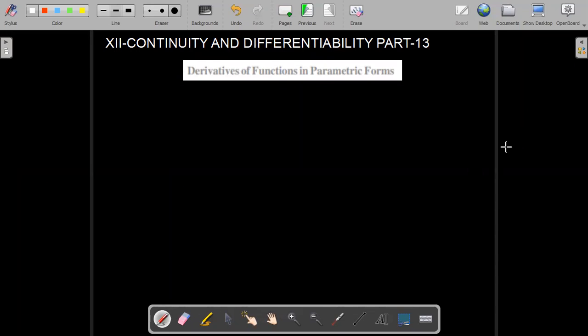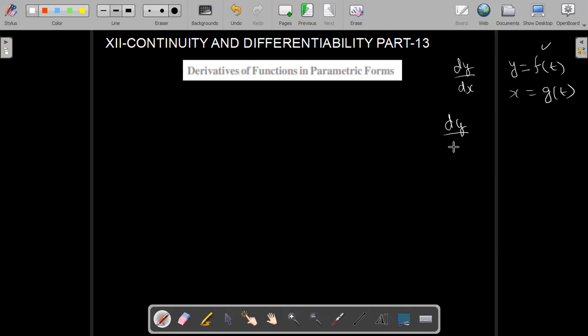So, derivatives of functions in parametric form. What is parametric form? Suppose we have to find dy by dx, and y is a function of t and x is a function of t, another variable. Then how do we find the derivative? We cannot find dy by dx directly, because these are functions of t. So how can we find dy by dx?